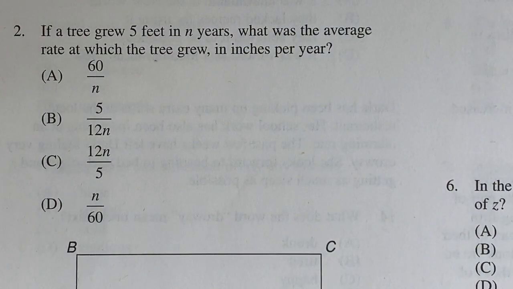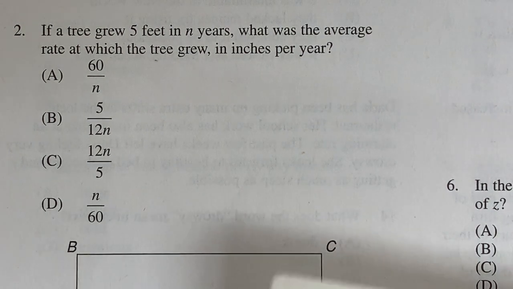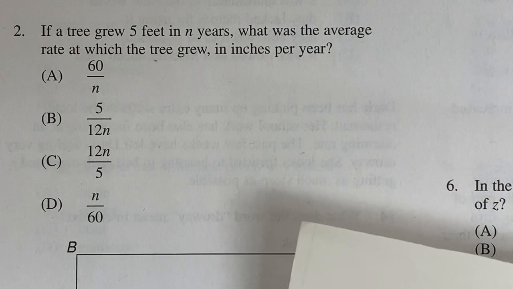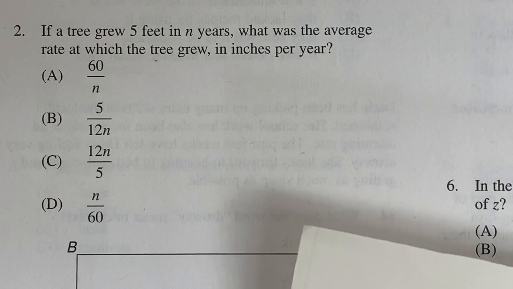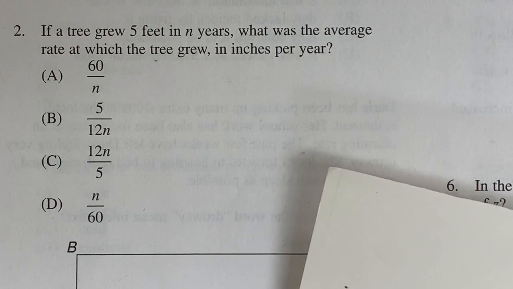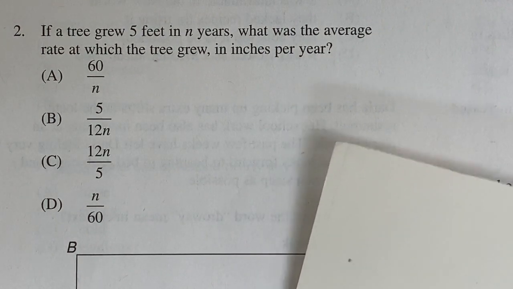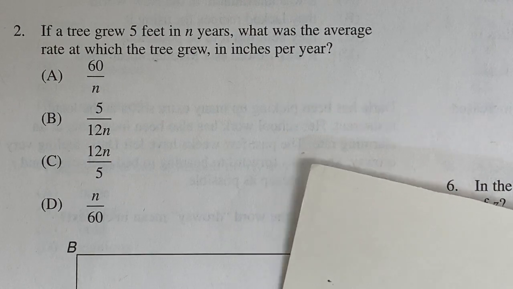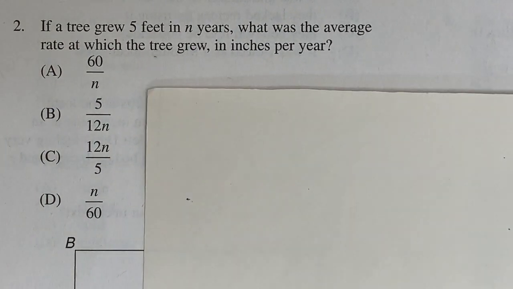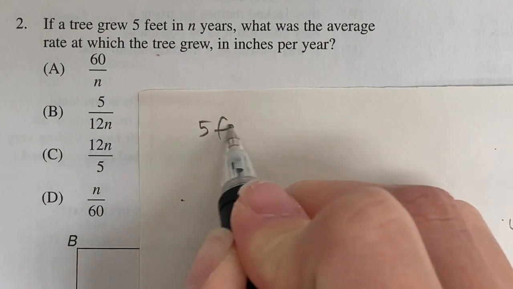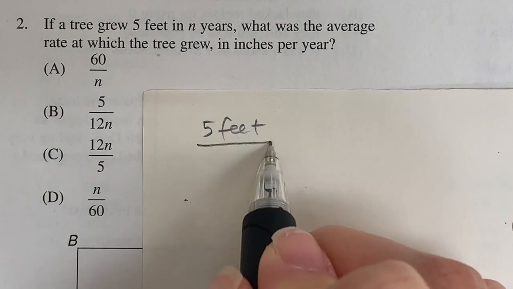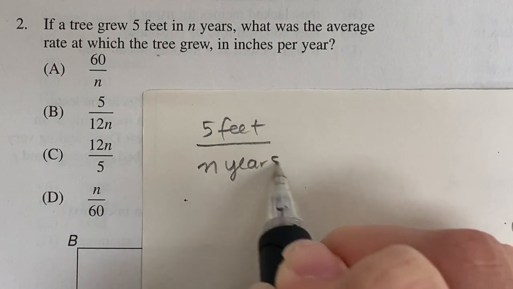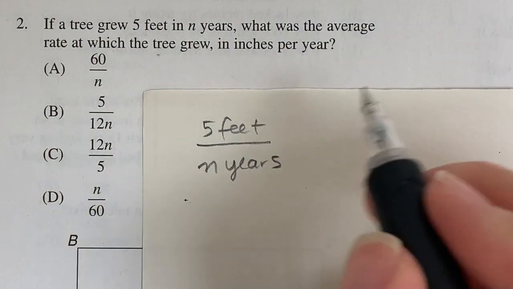Here is the second question, and it says if a tree grew 5 feet in n years, it doesn't give you how many years, what was the average rate at which the tree grew in inches per year? We will have to know that 1 foot is equal to 12 inches. So if it's given that it's 5 feet in n years, okay, so 5 feet is equal to 60 inches.